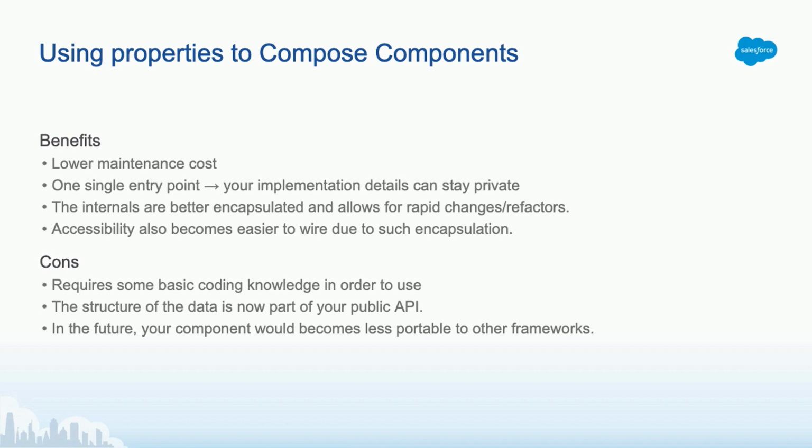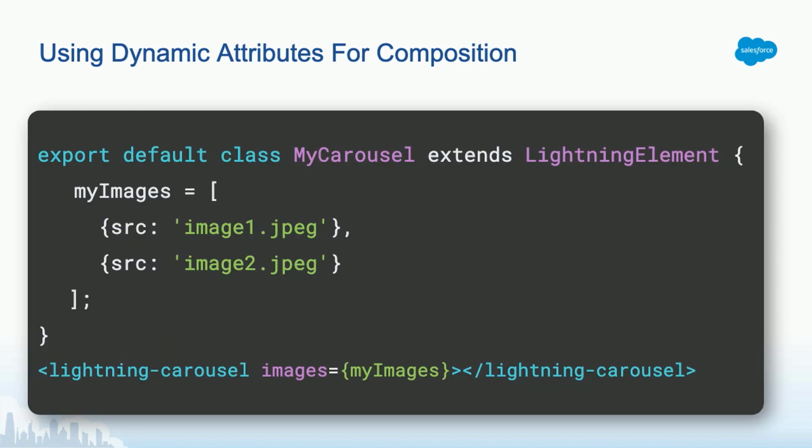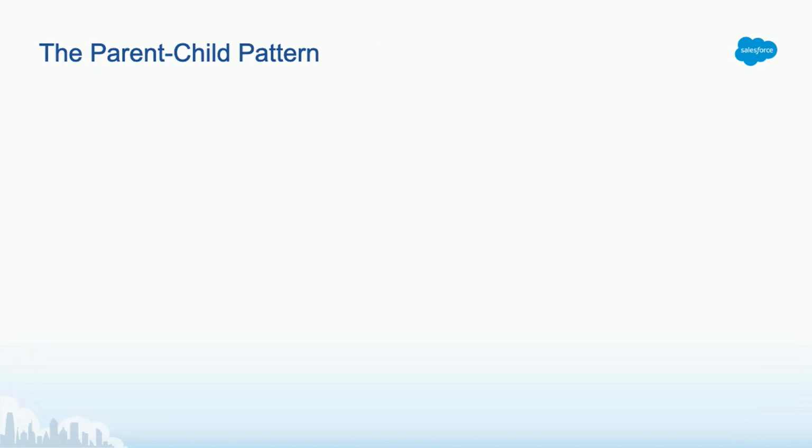Also means that in the future, if you choose to port this component to another framework, you might not be able to do so, since dynamic values are not something that's standard today. So here's how it will look like. We just now have a class, and this is where we have the images, and we pass it to the carousel. So again, no right or wrong answer, just different approaches.